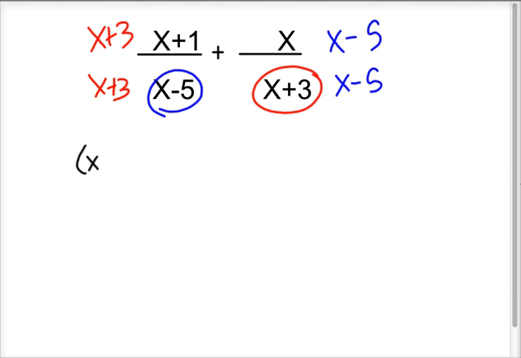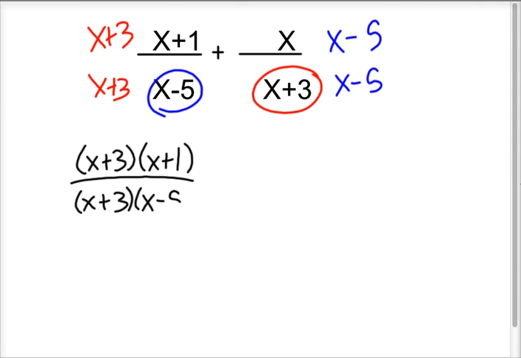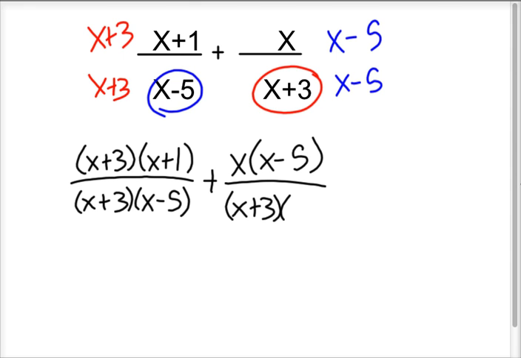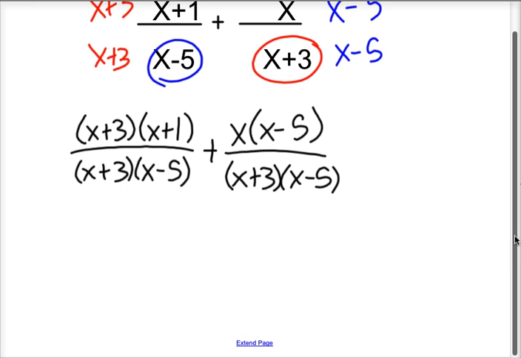So now I'm getting x plus 3 times x plus 1 over that, plus x times x minus 5 over that same x plus 3, x minus 5. So now you can see in order to reduce this, or in order to simplify this, we actually have quite a bit of foiling to do here.